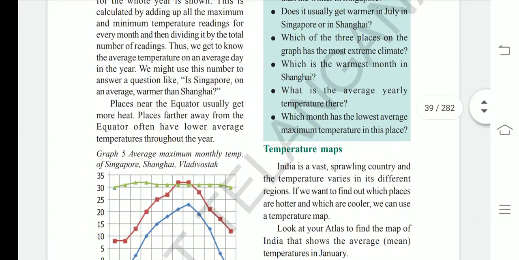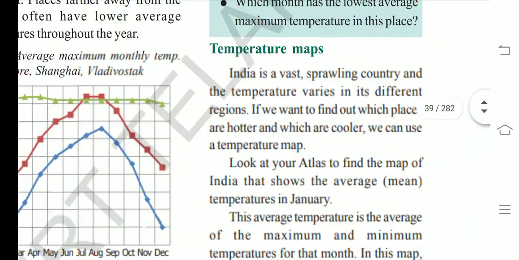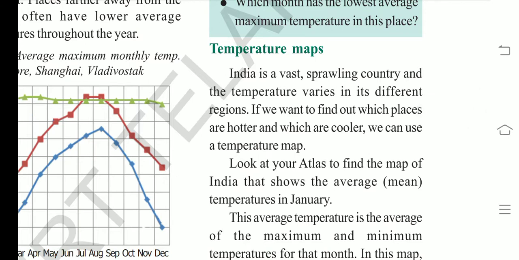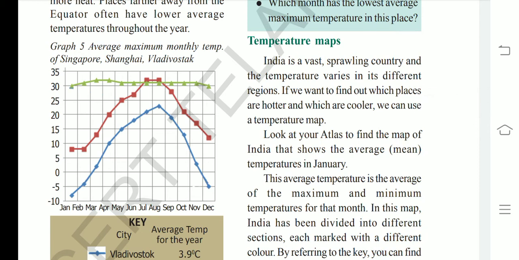Now we will see temperature maps. See, our India is a very vast country. Understand? It is a vast country, and the temperatures vary from one region to another in India. If you want to find out which places are hotter and which places are cooler, then you need to go through the atlas showing the temperature of India. So the maps showing the temperatures at different places of India are called temperature maps.